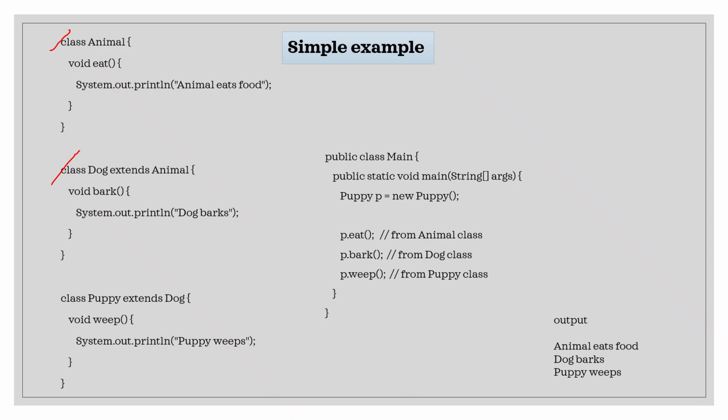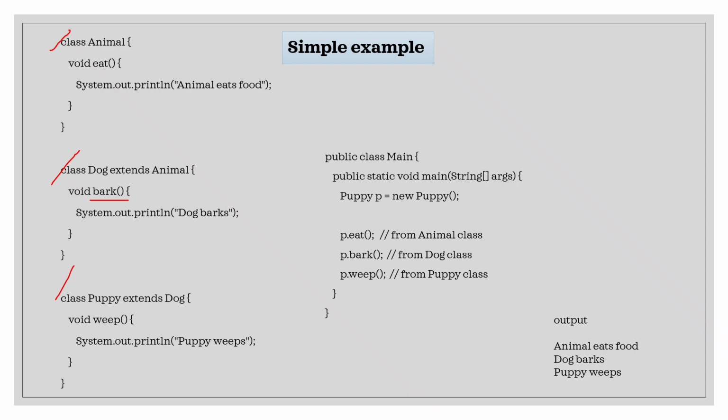Because of inheritance, dog can access the eat method from the parent class, which is from the animal class. And dog also has its own method called bark. Now here comes the important point. We have one more class called puppy. The puppy class inherits the dog class.